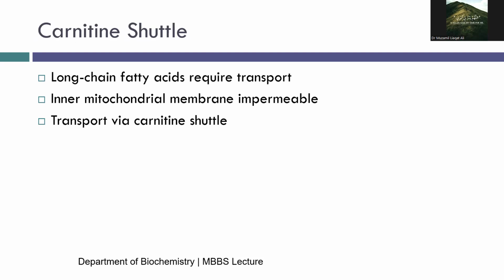Now, let's have a look at the carnitine shuttle. Long-chain fatty acyl-CoA cannot cross the inner mitochondrial membrane. The carnitine shuttle is the transport system that carries the acyl group across. This is a rate-limiting and highly regulated step in the fatty acid oxidation.